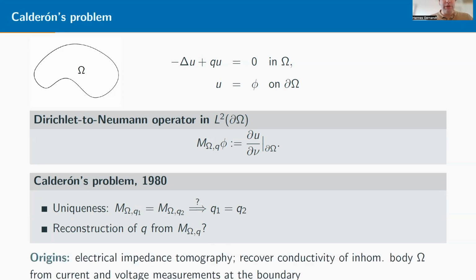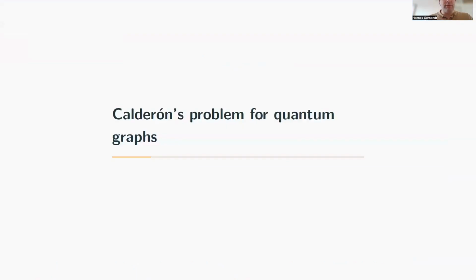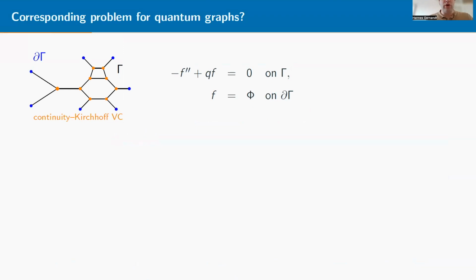And where does it appear? The original is in electrical impedance tomography, where the idea is to recover the conductivity of an inhomogeneous body from current and voltage measurements at the boundary, which could then be used to obtain the Dirichlet to Neumann operator. So let me now slightly go to a different area, namely the Calderon problem for so-called quantum graphs.